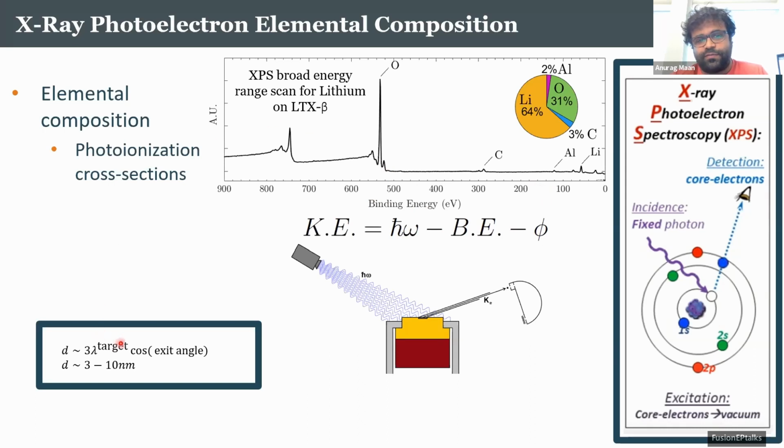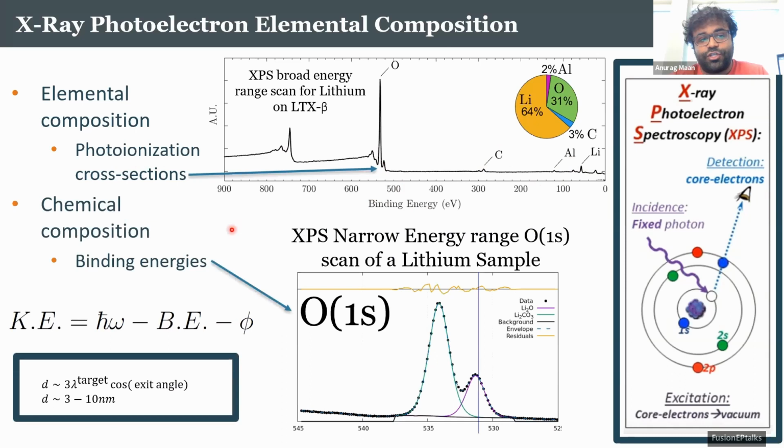This is a surface-sensitive technique because these electrons that are escaping from the surface typically don't have large mean free paths. So if you know the photoionization cross-sections and if you know the peak sizes of these various elements that are detected in a scan, you can typically figure out what the elemental compositions are. And in addition to that, if you have sufficient resolution, you can detect slight shifts in binding energy and identify if there is more than one compound or if there are specific compounds on the surface.